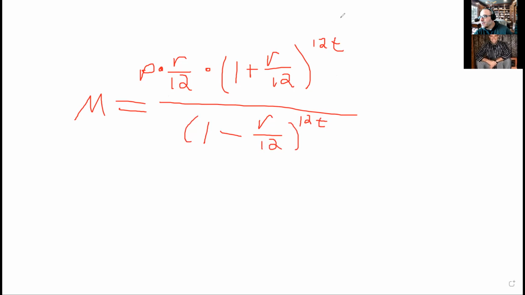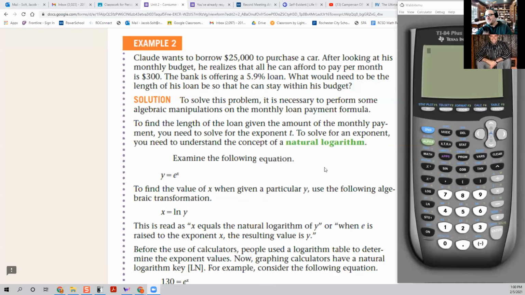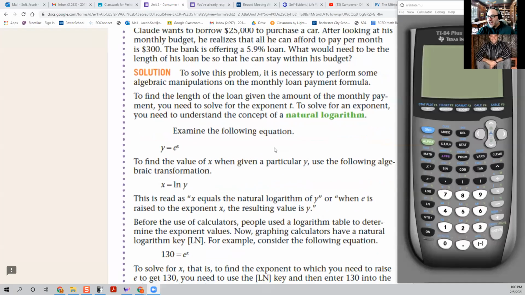So let's see, can I get rid of, I'm going to clear all the drawing, and every time I do this, it stops sharing. I hate that. All right, sharing back, okay. So that's what we're going to do. We're going to solve for t.